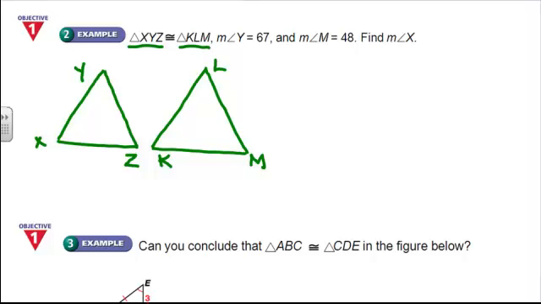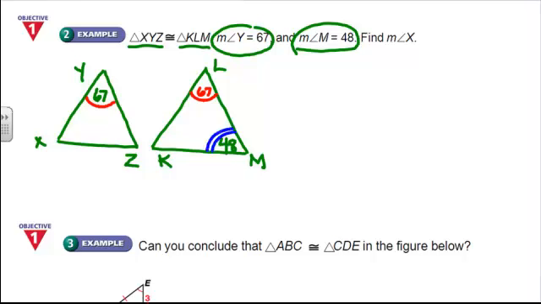Now I'm going to fill in the given information. Angle Y is 67. So I find angle Y, which is 67. Angle M is 48. So I find angle M, which is 48. The directions say, find out what X is. Now here's the thing. I know because the triangles are congruent, their parts match. So if this is 67, this is also 67. If this angle is 48, this angle is also 48. My job is to find x.